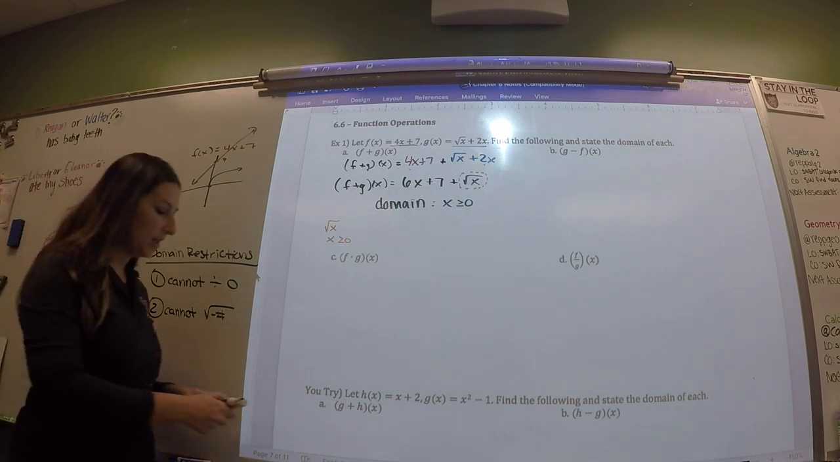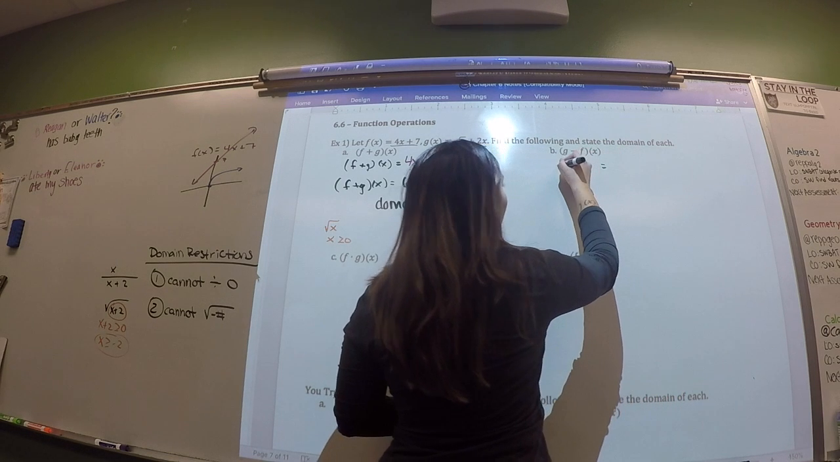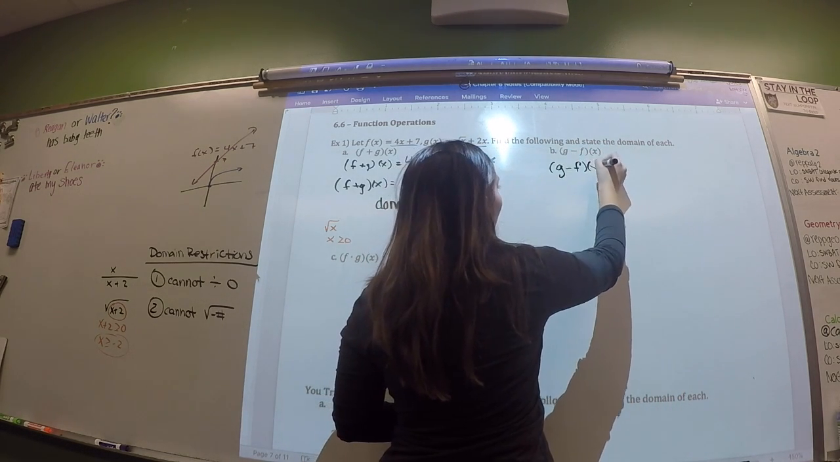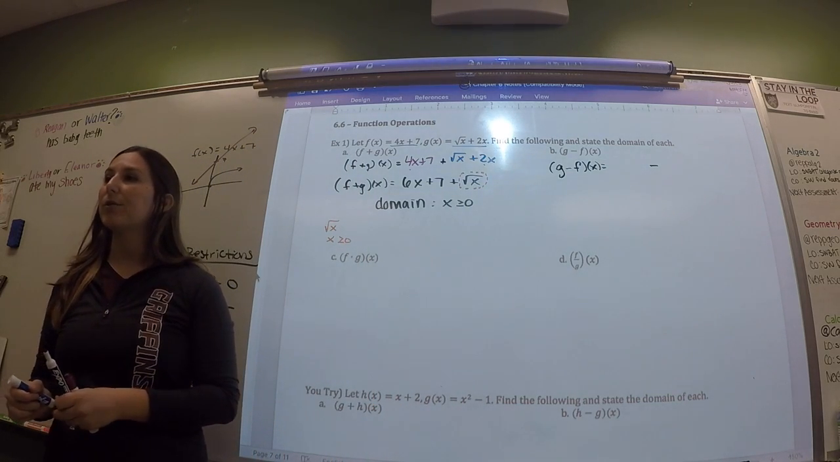So the next one says g minus f. So you're going to take whatever g is, whatever f is, and you're going to subtract in that order. So order matters.